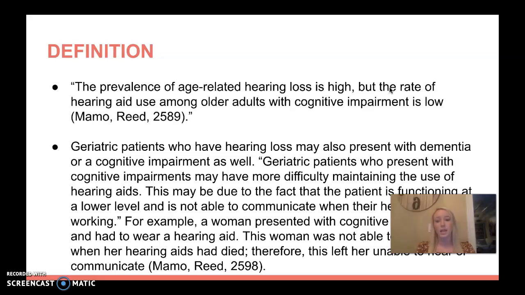Geriatric patients who present with cognitive impairments may have more difficulty maintaining the use of hearing aids. This may be due to the fact that the patient is functioning at a lower level and is not able to communicate when their hearing aid is not working. For example, a woman presented with cognitive impairments and had to wear a hearing aid. This woman was not able to communicate when her hearing aids had died. Therefore, this left her unable to hear or communicate.